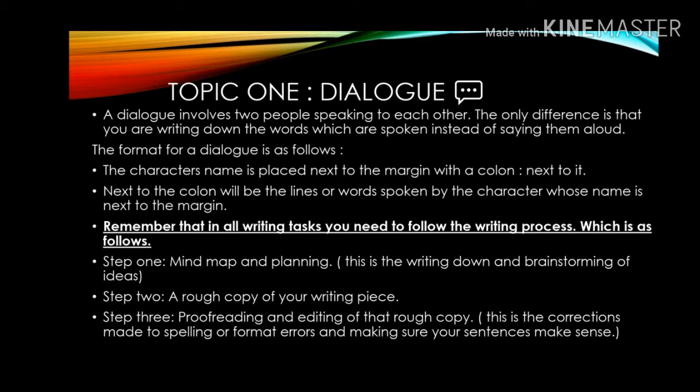Remember that in all writing tasks you need to follow the writing process, which is as follows. Step 1. Mind map and planning. This is the writing down and brainstorming of ideas. Step 2. A rough copy of your writing piece. And step 3. Proofreading and editing of that rough copy. This is the corrections made to spelling or format errors and making sure your sentences make sense.